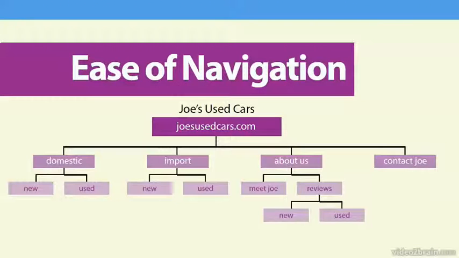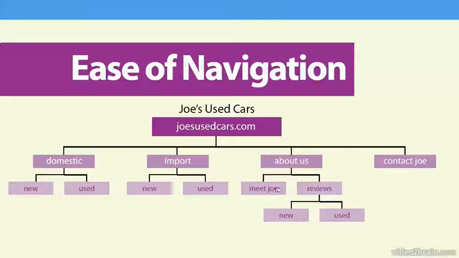Here's a simple site, joesusedcars.com, just a simple one that I made up, but I wanted to just demonstrate to you that this is the home page, and these are the 4 pages that come directly off the home page: domestic, import, about us, and contact Joe. We also have from some of those pages, there are pages offshooting from there. So from the domestic page, we have a new and a used page. From the import, we have a new and a used.